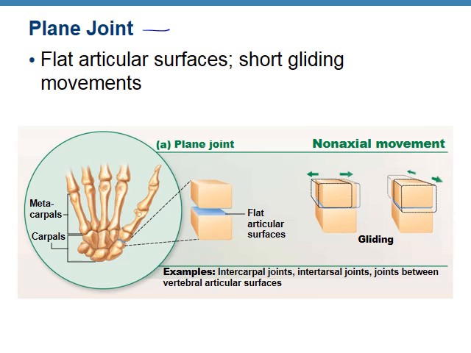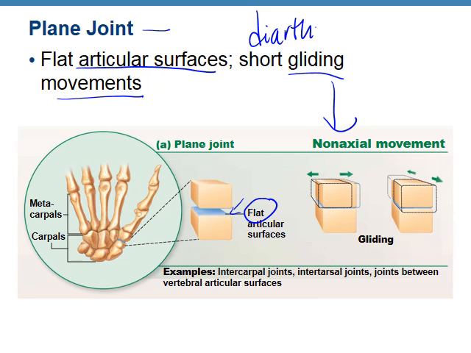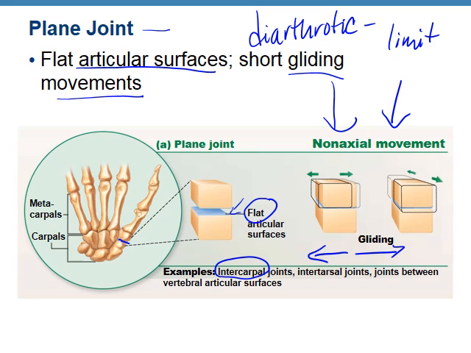Okay, our first example is a plane joint. You can see that they have flat articular surfaces. They do these short gliding movements, and we use the term non-axial. So even though these are all diarthrotic, there is some limit to their movement, and we'll start using these terms: non-axial, uniaxial, biaxial, and multiaxial. So basically we're just doing a gliding motion back and forth. The best example of this is at the intercarpal joints, so right here between 2 carpals.